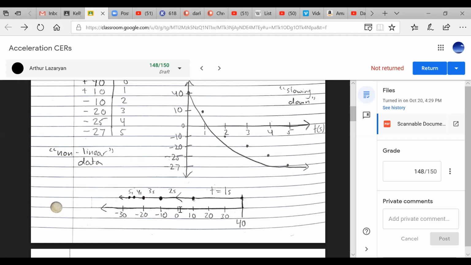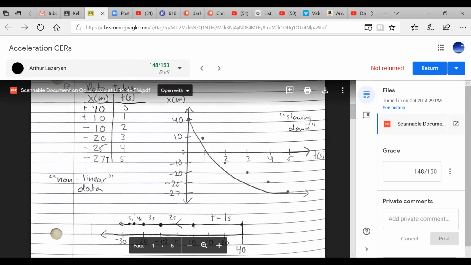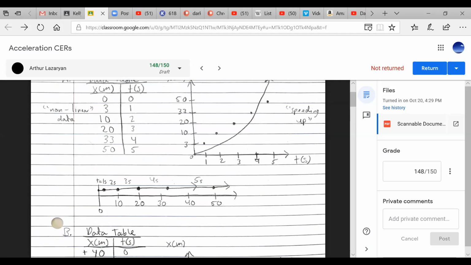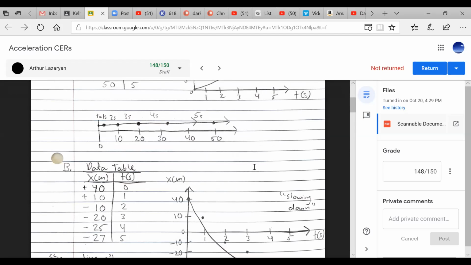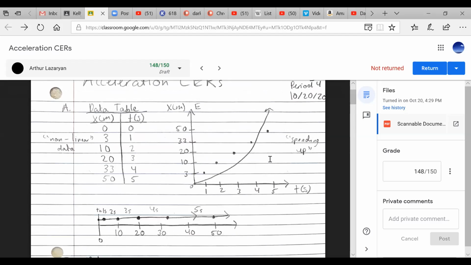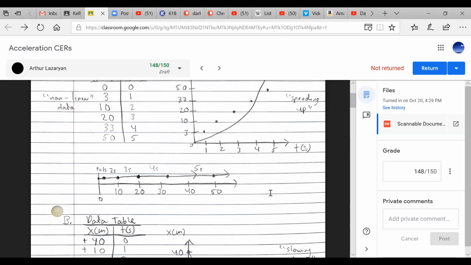Did anybody not see why that's a slowing down case? Now we are decreasing the gaps. When we decrease the gaps, we slow down. When we increase the gaps, we speed up. The gaps are constant. The gaps are equal. That's a constant speed. So we'll have a best fit line, as we'll see in letters G and H.